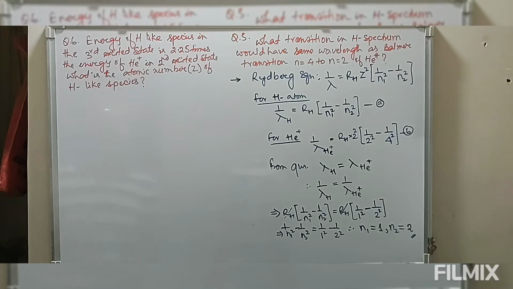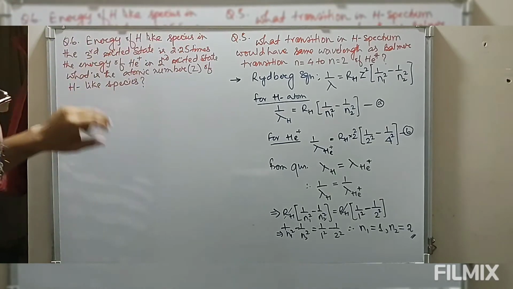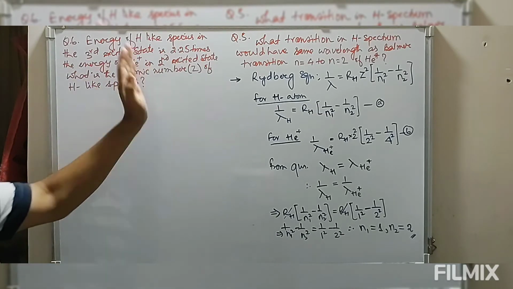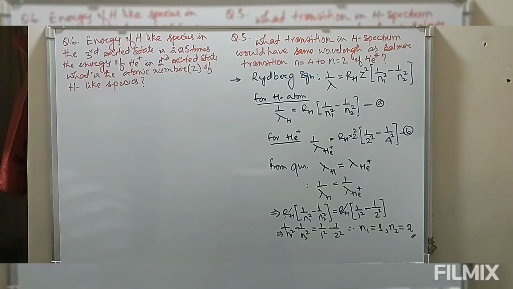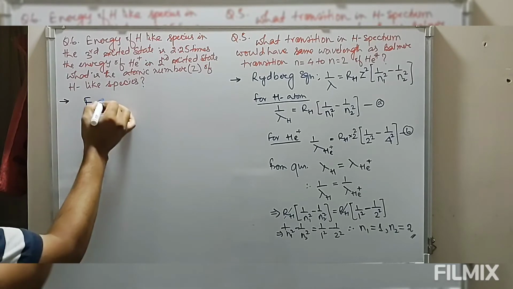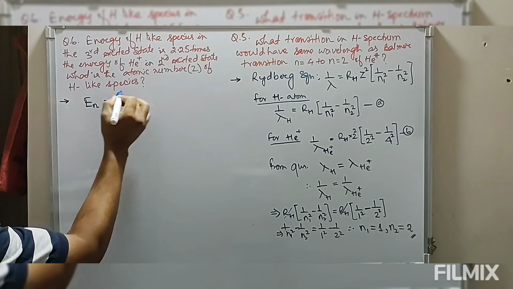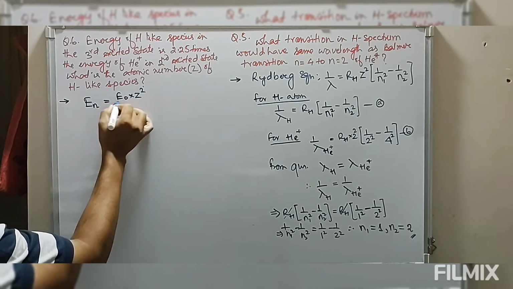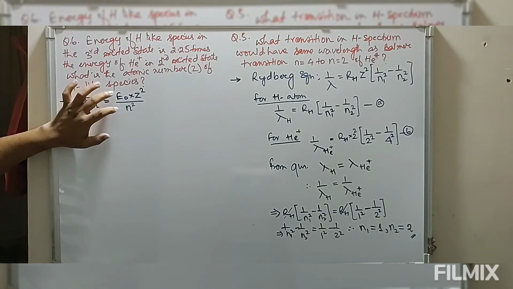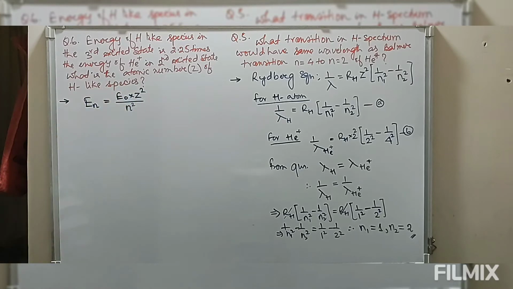So we have the next problem. Energy of a hydrogen-like species in the third excited state is 2.25 times the energy of helium plus in the second excited state. What is the atomic number Z of the hydrogen-like species? Now look at this, it involves energy. So we have to look at this energy equation: En is equal to E naught into Z square divided by n square. This E naught is the energy of the electron in the first orbit, which has a fixed value. So this is the energy of the electron in the nth orbit.